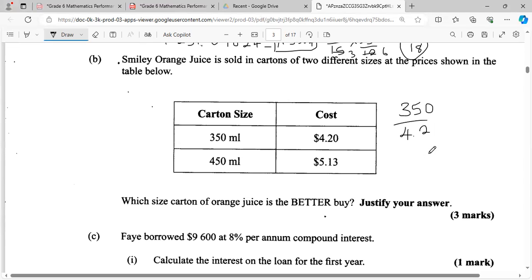And for the one with the 450, you're basically finding the unit cost per milliliter by dividing. So let's divide this. And again, guys, please get it right. Use your calculator. That's what your parents bought it for.